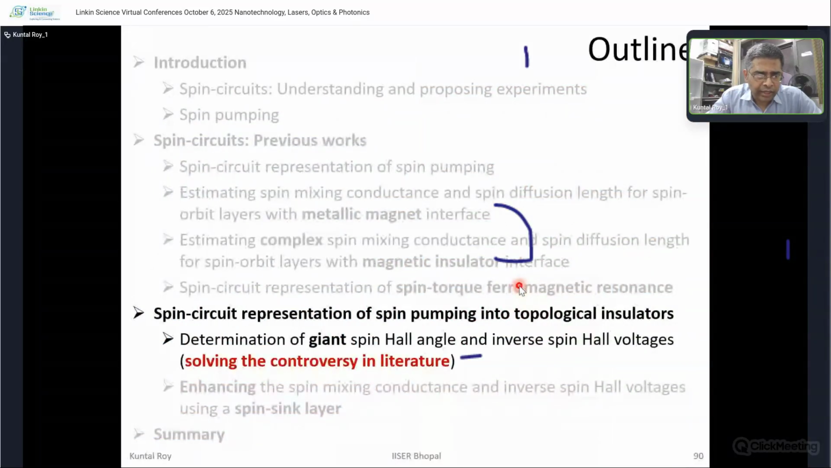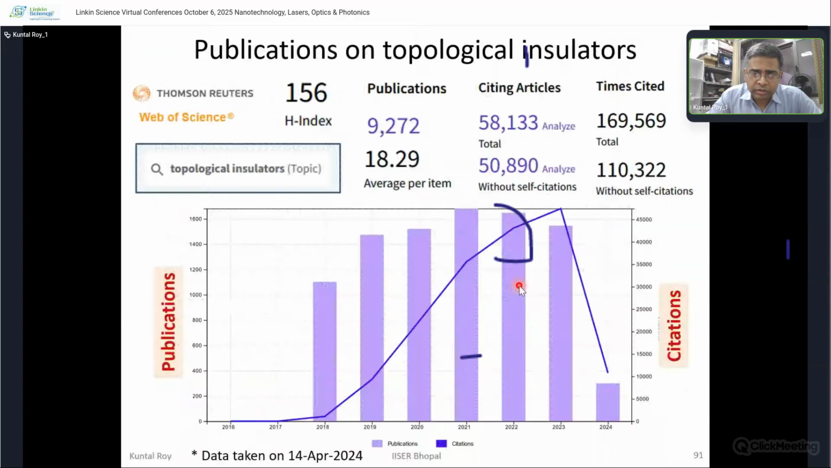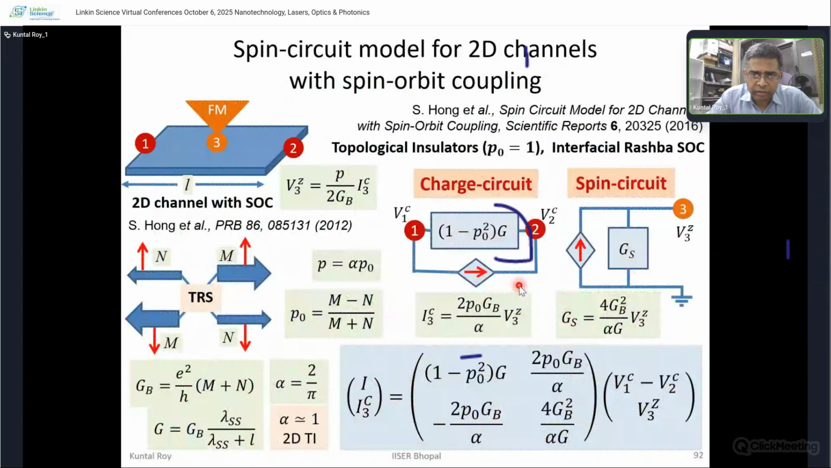Okay, so now I have just a couple of minutes left, and I'm just trying to finish. Here we are talking about spin circuits. That is a recent development from last year: the spin circuit representation of spin pumping into topological insulators. In topological insulators, the number of articles and citations is increasing a lot over time. It is a very exotic material where the surface is conducting while the bulk is an insulator.